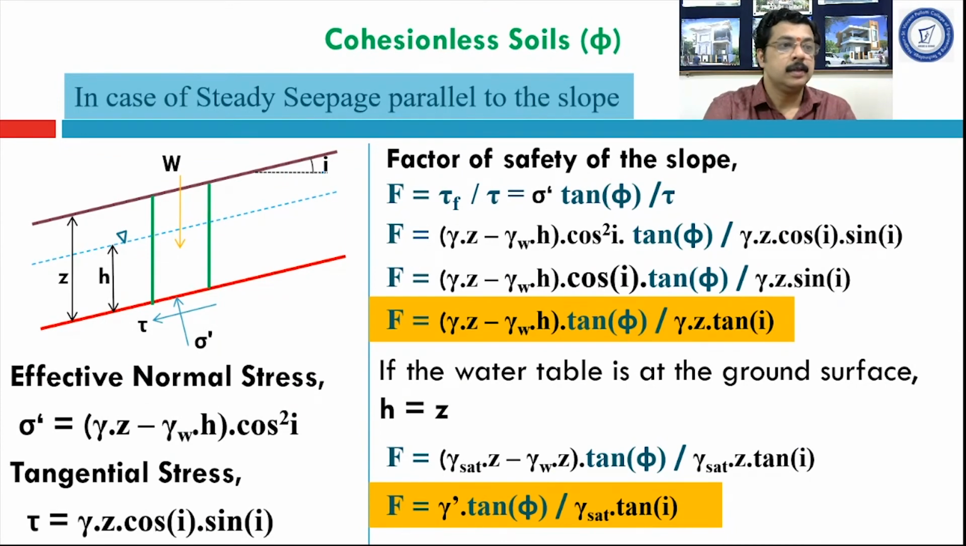Now we will see how to find out factor of safety for cohesionless soil but in the presence of water. So what is the effect of presence of water on the factor of safety? Okay, so we will consider steady seepage condition which is occurring parallel to the slope. Here you can consider this as free ground surface, which is at inclination i. So it is a natural slope, and this red line at depth z indicates the failure plane. This dotted line indicates the level of water which is present in this slope.